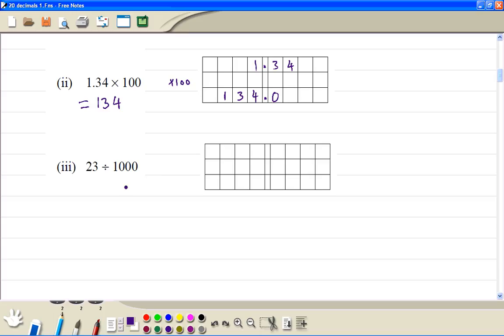Dividing by 1000 here, so this is 23 decimals here. So now 3 positions to the right. So 1, 2, 3. So 3 goes there and 2 goes there. Here is the decimal. Let me just fill this gap with 0 here and put 0.